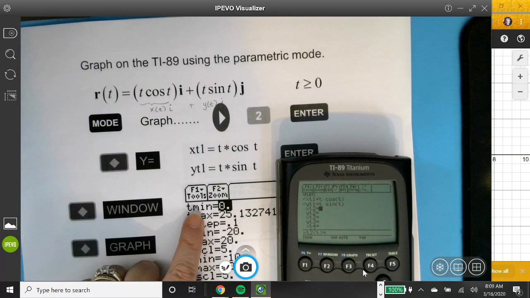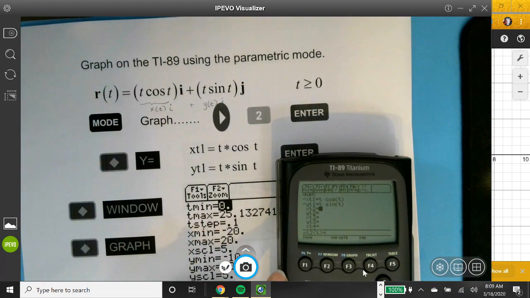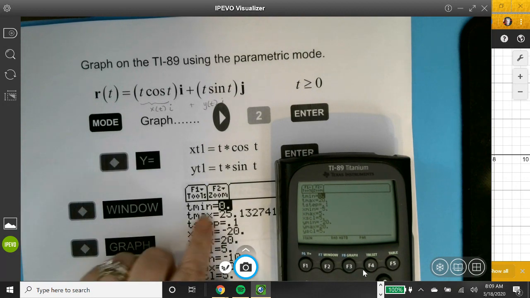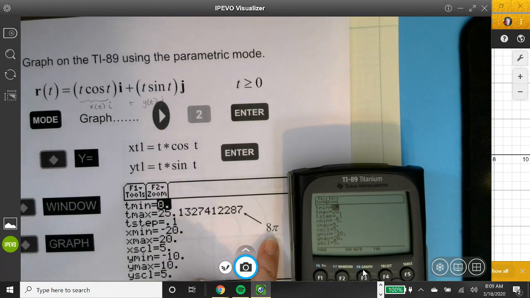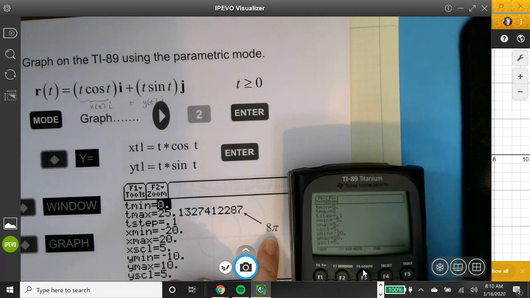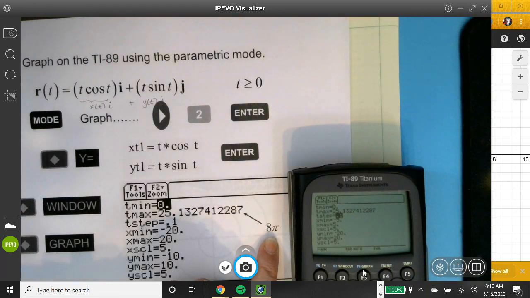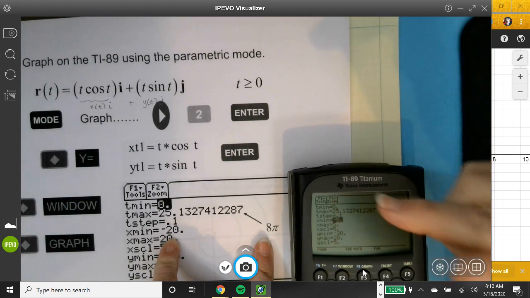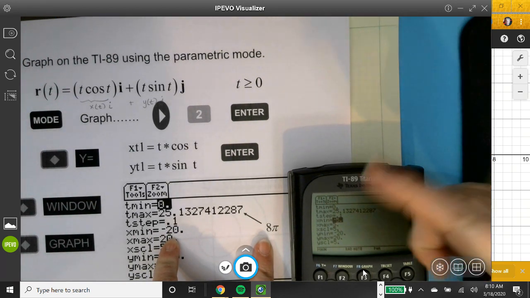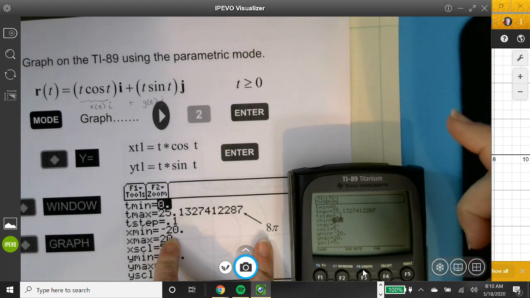And then we're going to adjust our window, because I want us to have the same viewing window so we can see some pretty cool stuff happen here. So we're going to go diamond window, and then I'm going to change it to all these values. Please note that this 25 number here is just 8 pi in disguise. So we're going to have our t min, which is our parameter, and then t max, which is 8 times second pi, which you can just type in. And then the t step I would just keep as 0.1. That's how often it's going to plot points, so you have a nice smooth curve versus a jagged one.